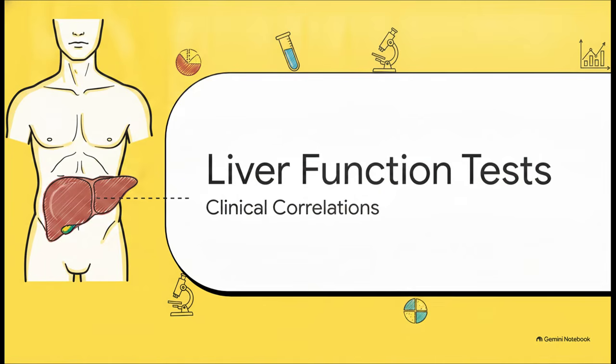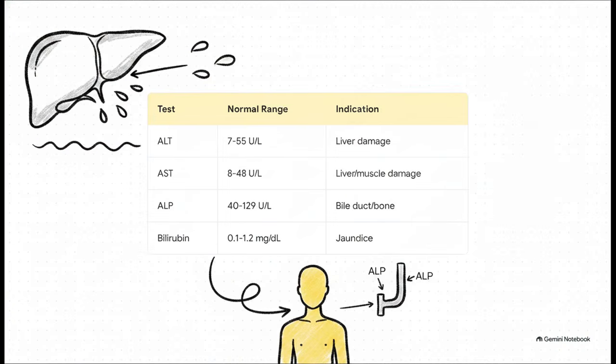Section 6. Liver function tests, clinical correlations for pharmacy. Now, understanding the anatomy is great, but as future healthcare professionals, we have to connect this anatomy back to real-world clinical diagnostics. We measure the health of this vital system using liver function tests, or LFTs. These are blood tests that track specific enzymes and proteins.